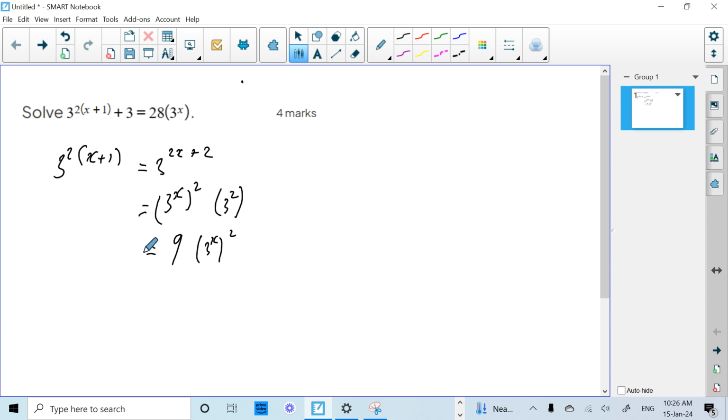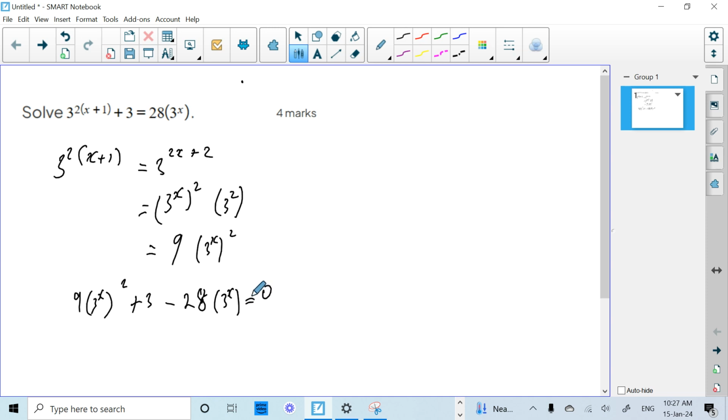So that helps with the left-hand side, and if I put that back in now, I end up with 9, or what I've just found, times 3 to the power of x, all squared, plus 3, and now minus 28, 3 to the x, and that's all equal to 0.